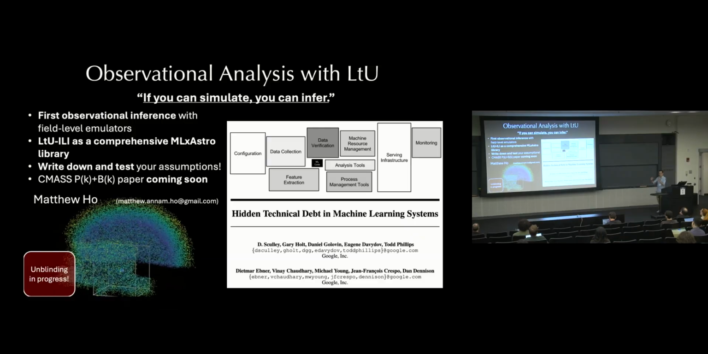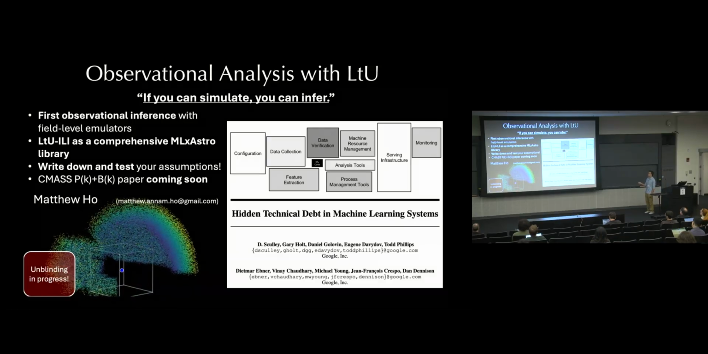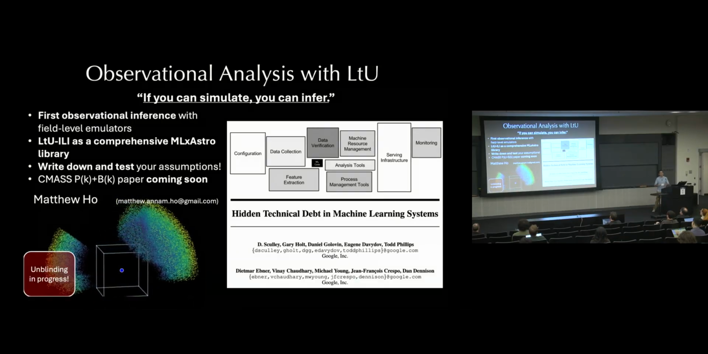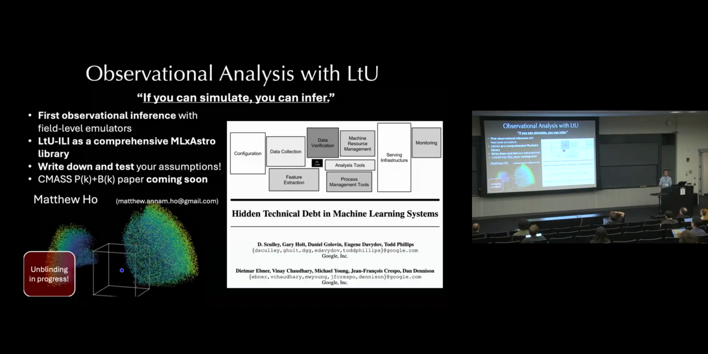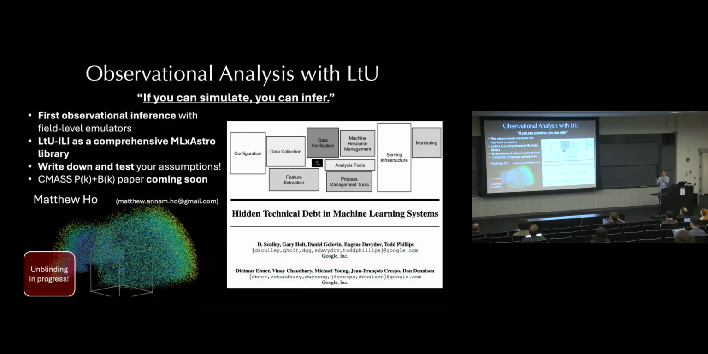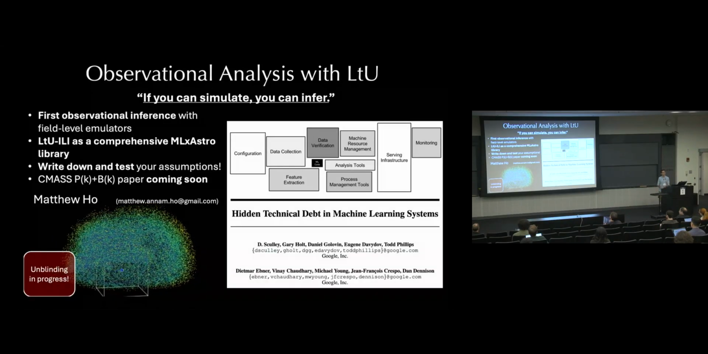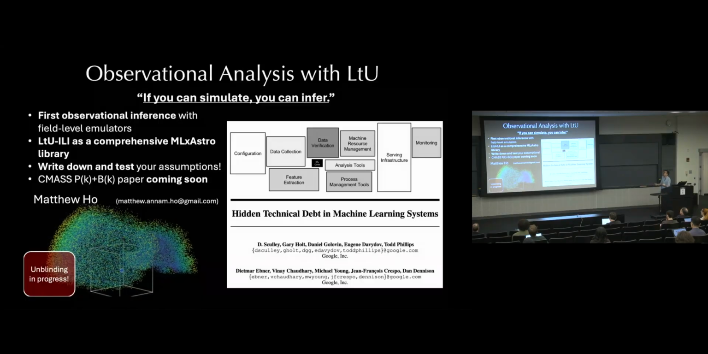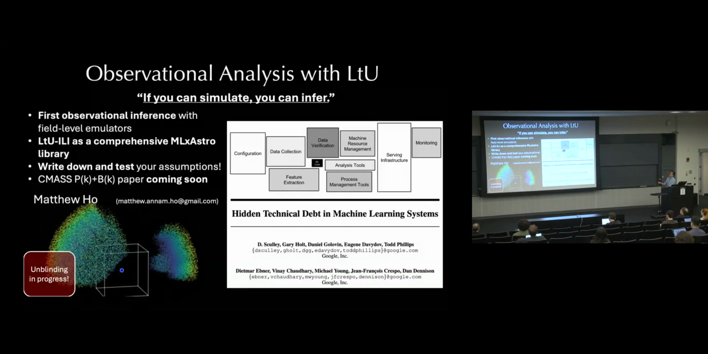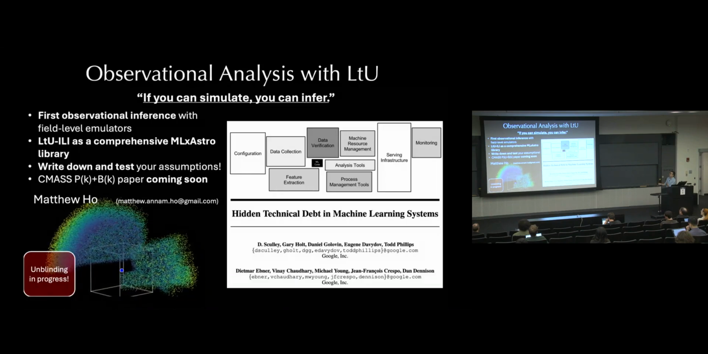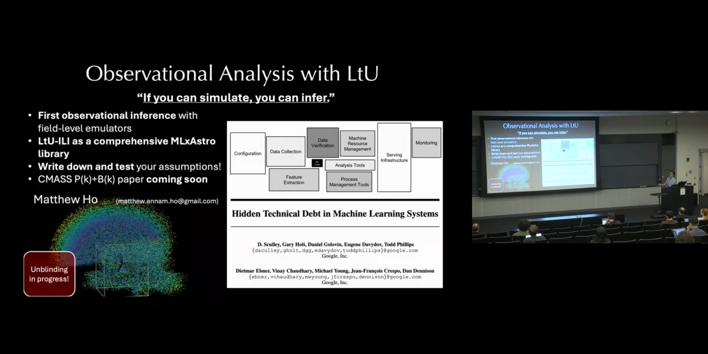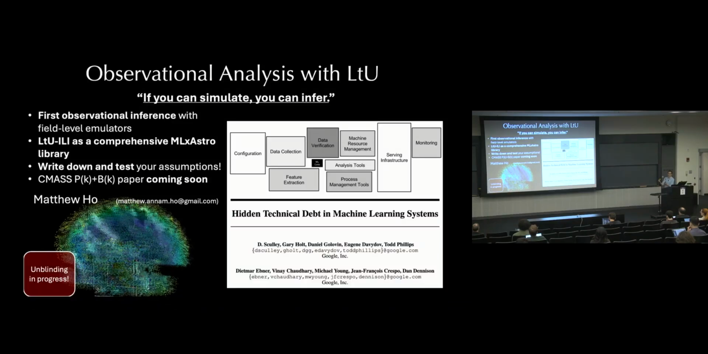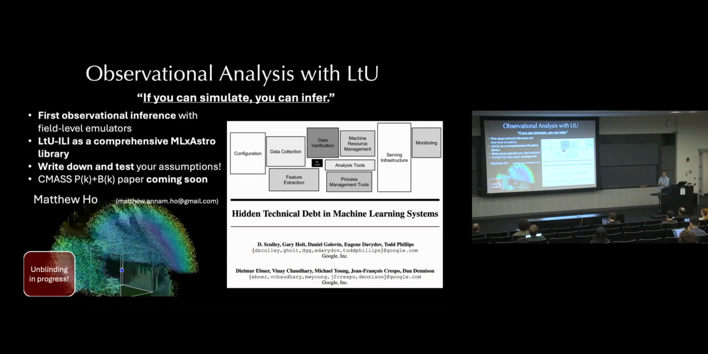Okay, so I'm just going to end on this plot here. All right, so I've talked about developing observational inference with field-level emulators. I've tried to convince you that it's absolutely necessary if we want to look at the large surveys that are coming right now. If you want to do this, you have to write down and test each one of your assumptions. And we are working now on the unblinding process of this analysis, and we'll hopefully have cosmological constraints by the end of the summer.